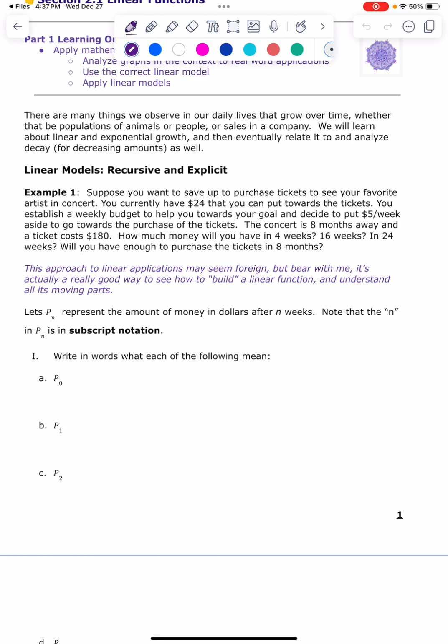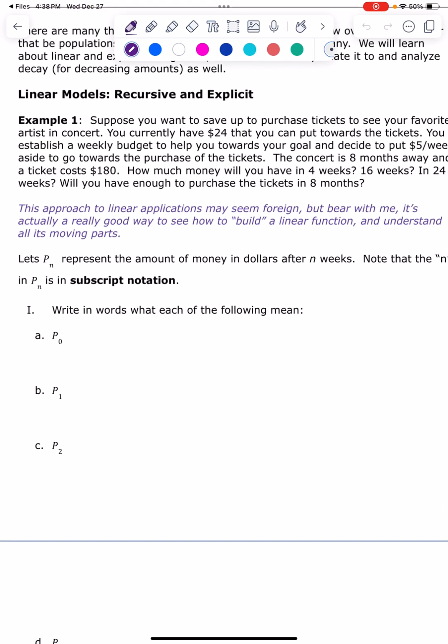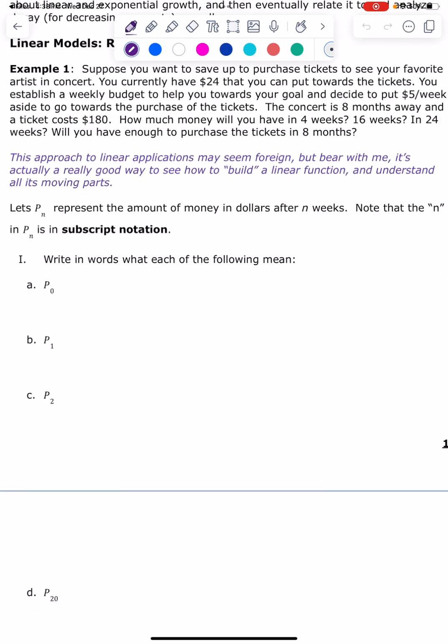So this approach to linear applications may seem foreign, but bear with me. It's actually a really good way to see how to build a linear function and understand all its moving parts, which I just said. A lot of things in the real world are represented with linear and exponential functions, like population, sales, stuff like that. So hopefully you find this useful. All right, so back to our saving up for concert tickets.